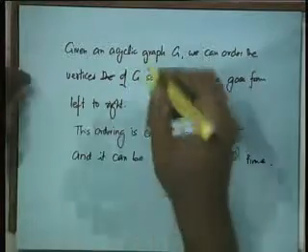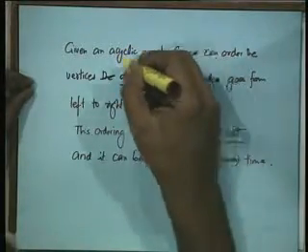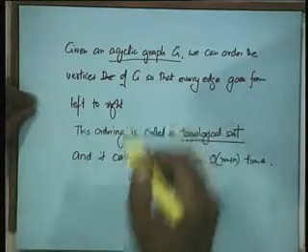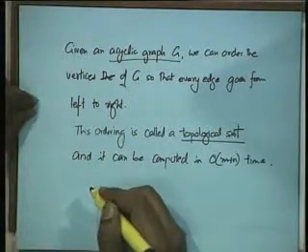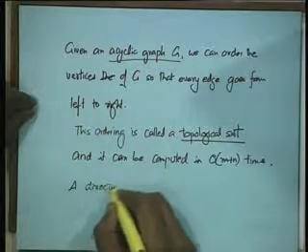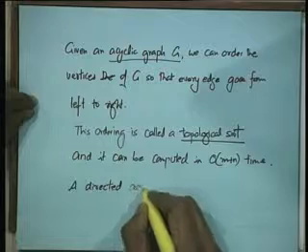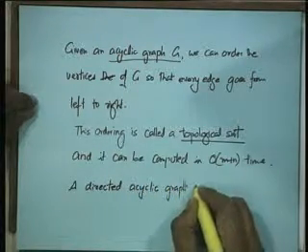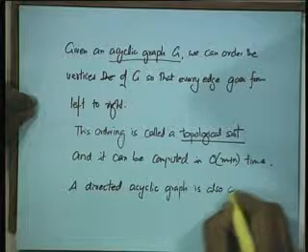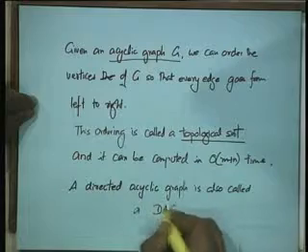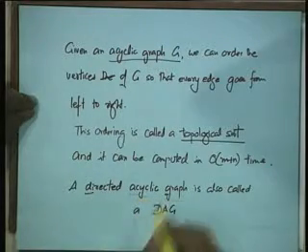Right. So, I should also tell you about another term that is used for an acyclic graph. So, we are talking of directed graphs here, right. A directed graph which is acyclic is also called a DAG, D-A-G.